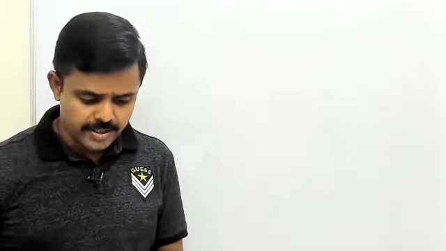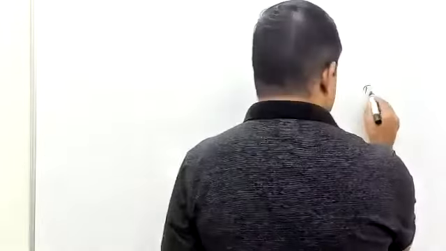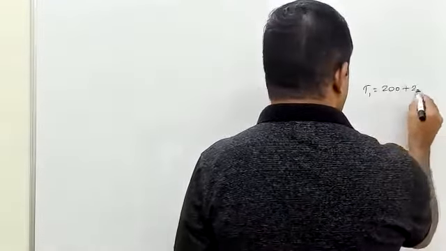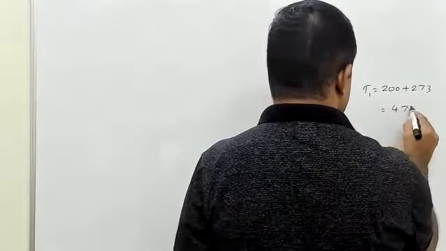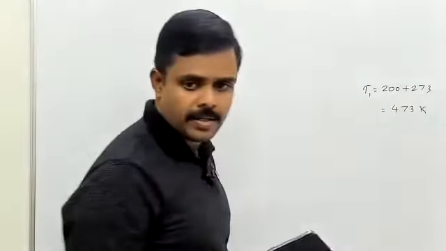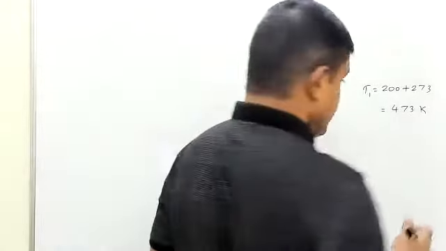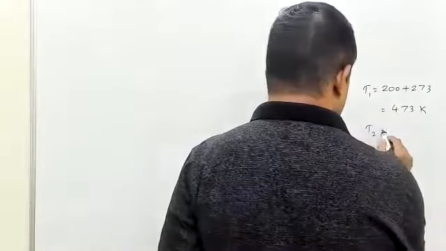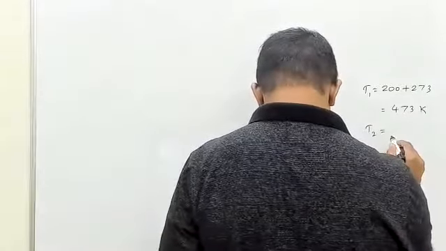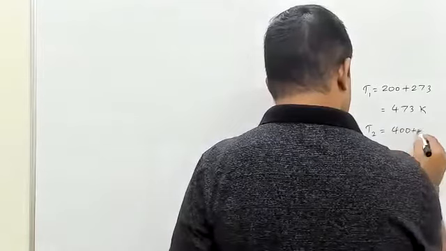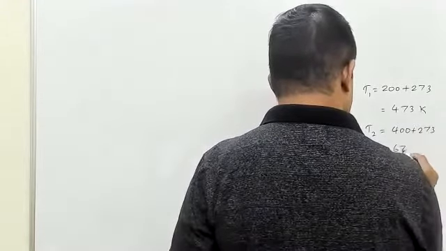Question number 17: two identical metal balls at temperatures 200 and 400 degrees Celsius kept in air at 27 degrees Celsius. Yes, temperatures are given. T1 is equal to 200 plus 273, that is equal to 473 Kelvin. Everything has to be kept in SI, so all have to be kept in Kelvin. T2 is what? 400 plus 273, that makes it 673 Kelvin.